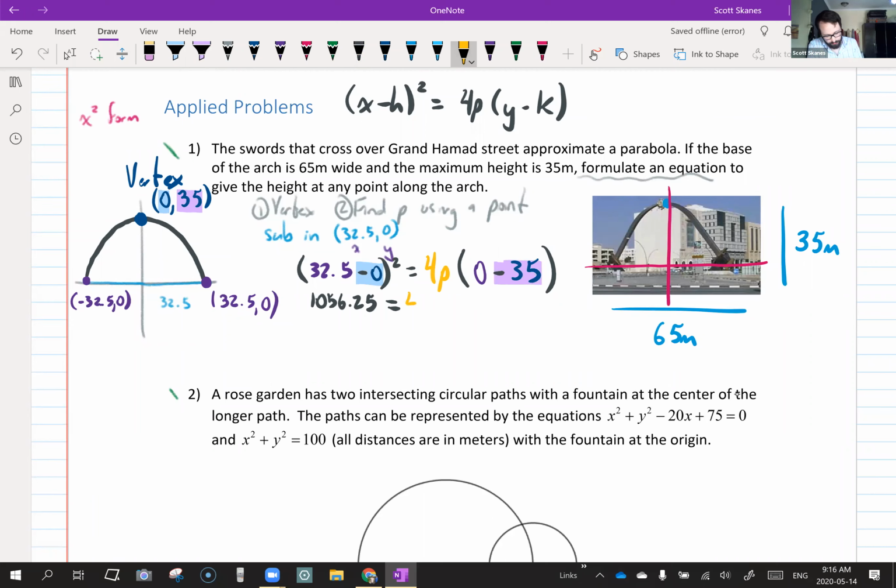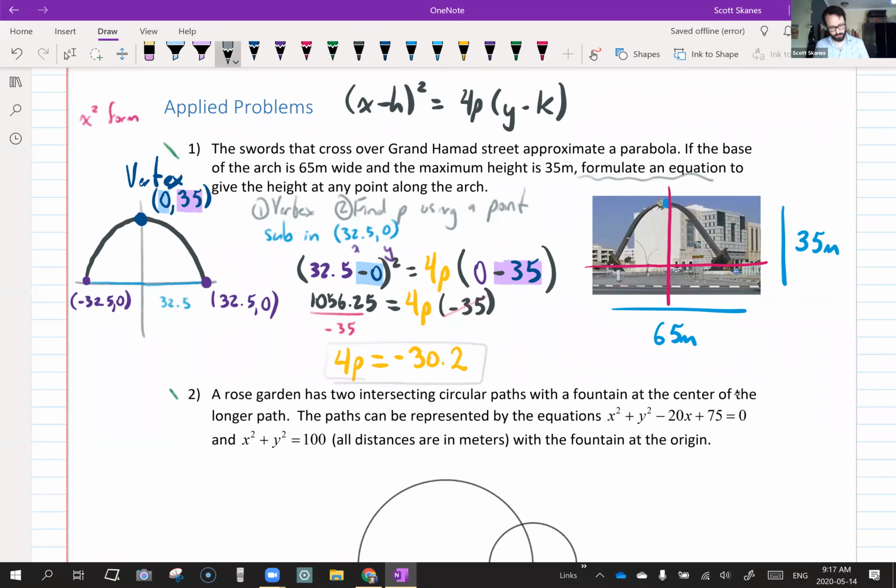4p. Keep 4p general. There's no reason to split it up because it's 4p in our equation here, yeah? You don't need to solve for it. What's 35? 0 minus 35 is, of course, negative 35. So just divide both sides by this. And we'll get our 4p. So 1056 divided by 35 gives us negative 30.2. Okay? So I'm going to put that in a box because it's very important.